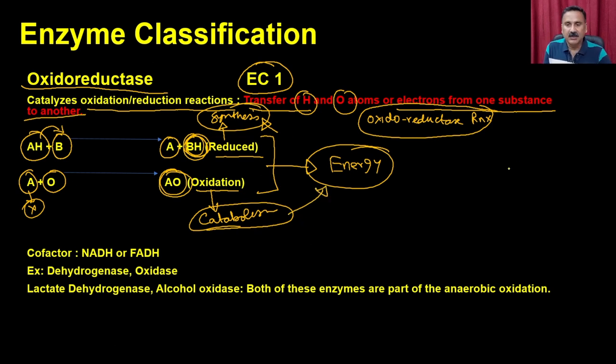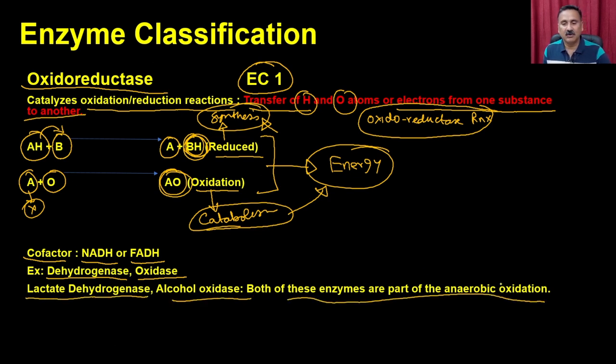Since electrons are involved in these enzyme reactions, you are always going to use different types of cofactors. For example, in this case, NADH or FADH can be a cofactor. Examples are the dehydrogenases and oxidases. For example, lactate dehydrogenase and alcohol oxidase, both of these enzymes are part of the anaerobic oxidations.